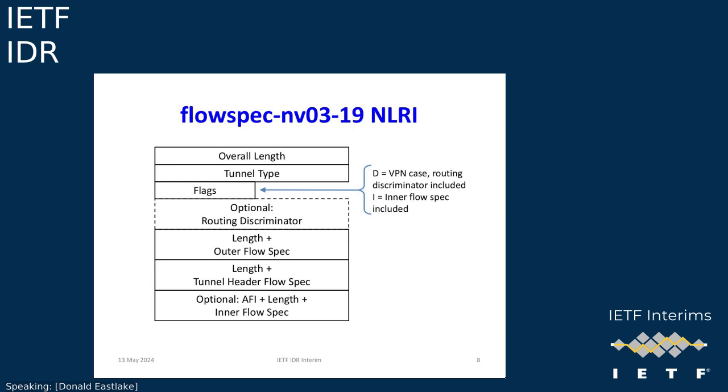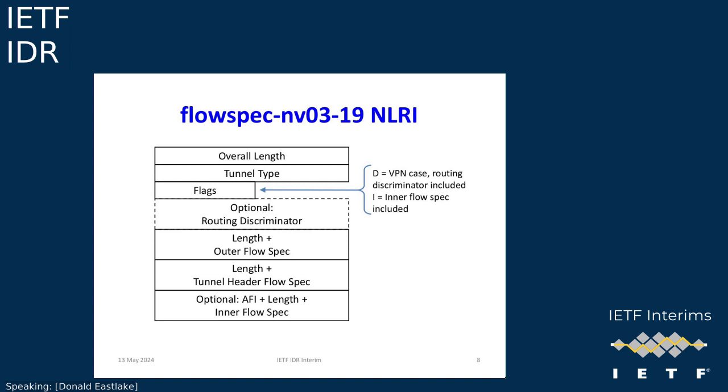There's an overall length. There's the tunnel type, which uses an existing tunnel type registry, I believe. Then there's an octet of flags. Currently, there are only 2 flags defined there, so there's 6 bits that could be assigned for some purpose. One bit indicates that it's the VPN case. And in that case, the 8-byte routing discriminator is present to indicate the VPN. Then there's the length and the outer flow specification, which depends on the AFI. And then just the length plus the tunnel header flow specification.